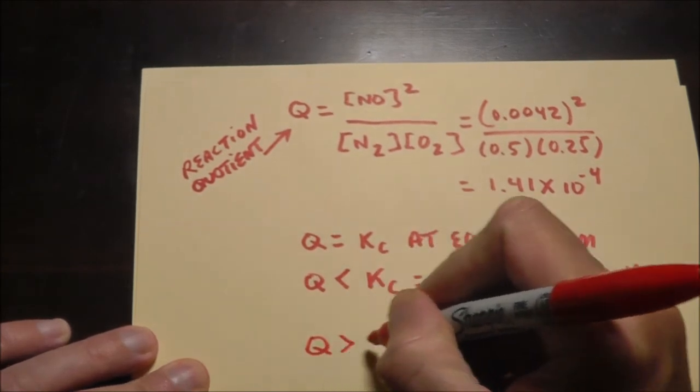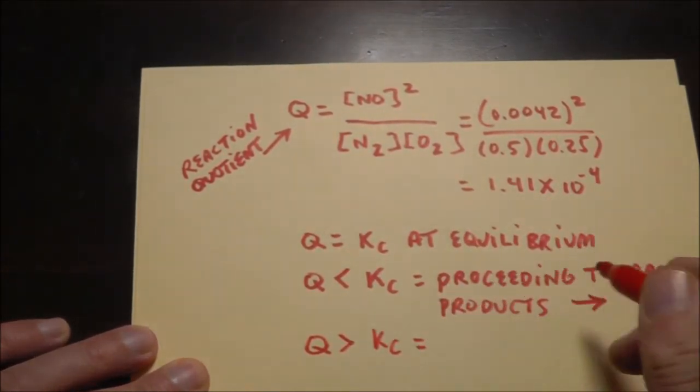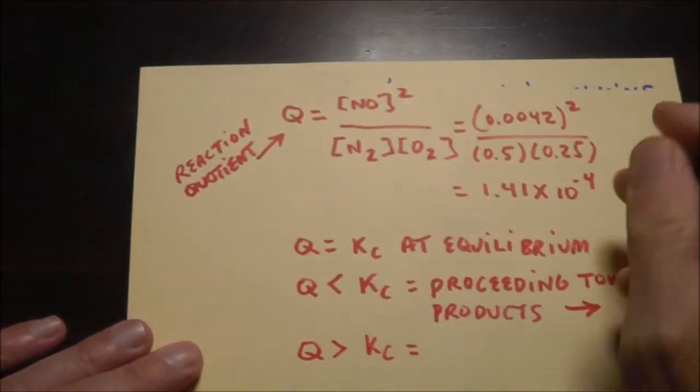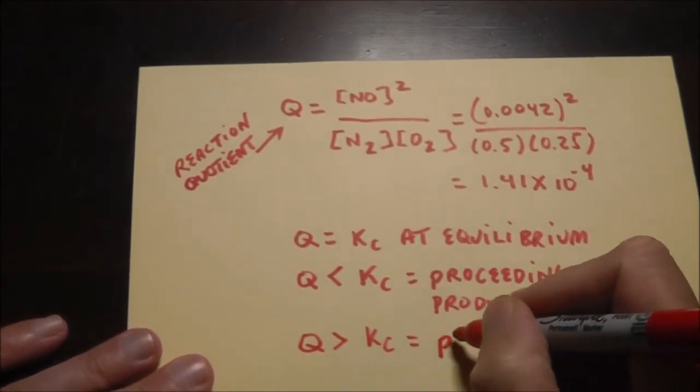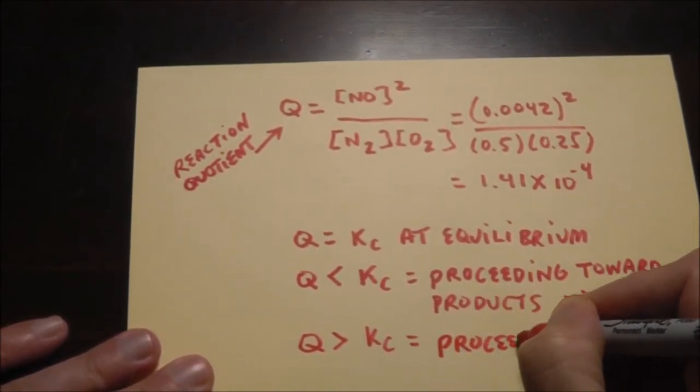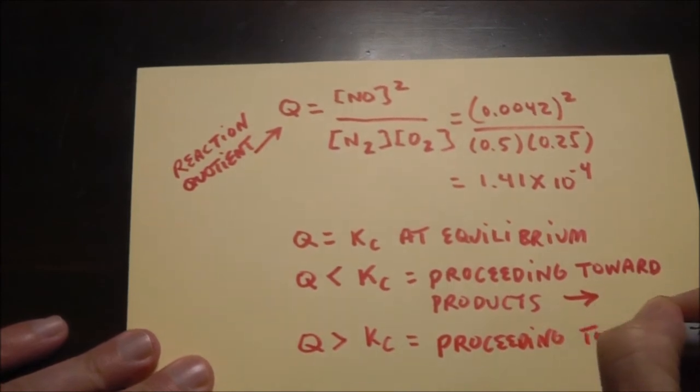What if Q is greater than Kc? Then the opposite would be happening, and this expression would be too top heavy, and the reaction would be proceeding the other way, toward reactants.